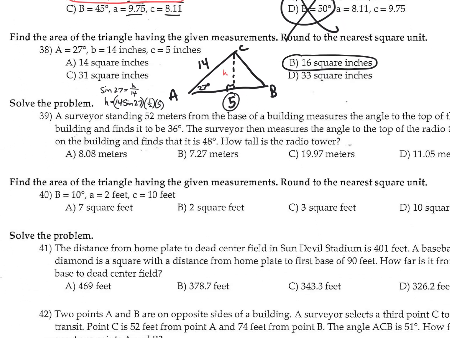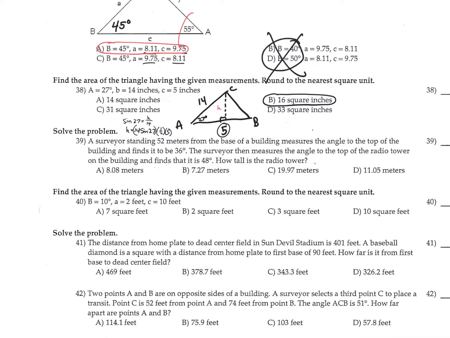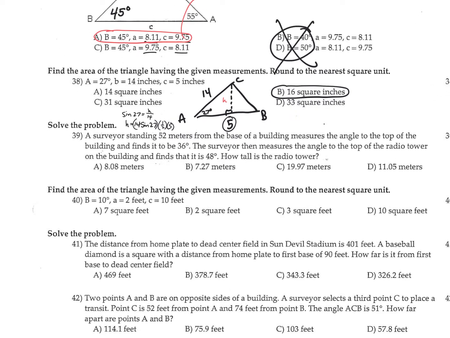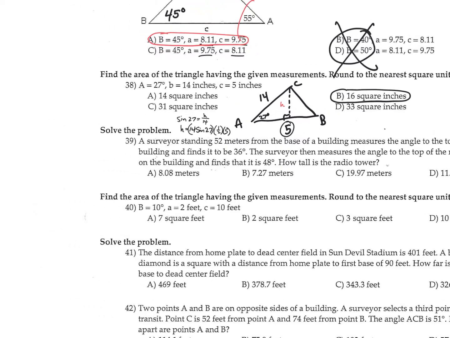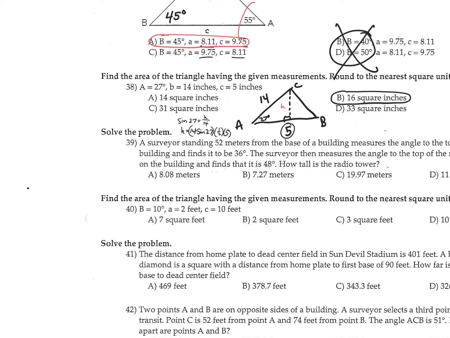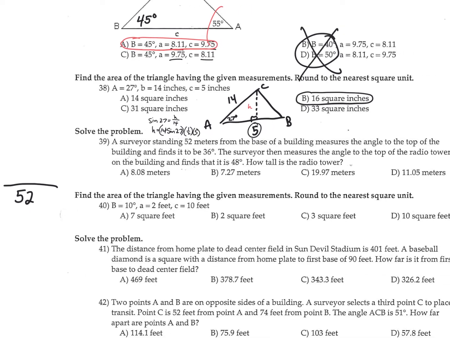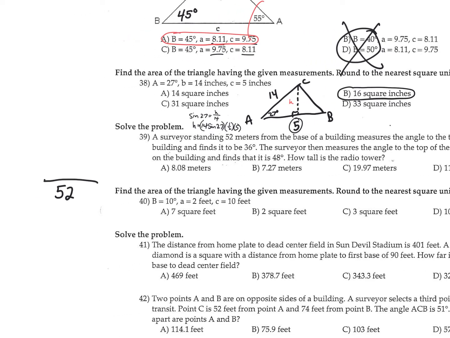Number 39 here, we have another right triangle trig problem. I'm going to draw a picture here in just a second, but we have a surveyor standing 52 meters from the base of a building, who measures the angle to the top of the building, 36 degrees. So up like this, the angle here is 36.